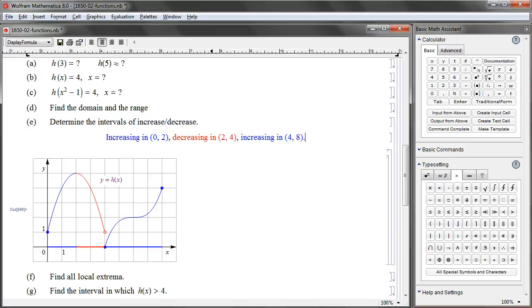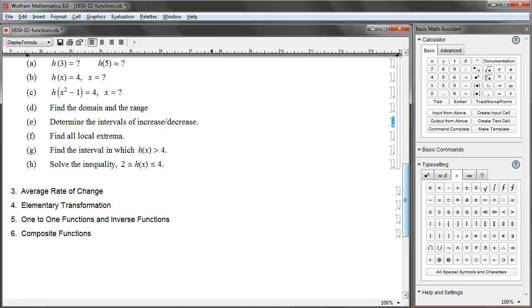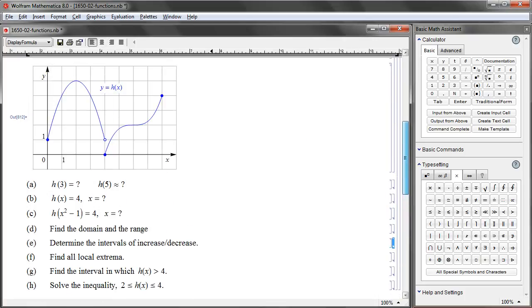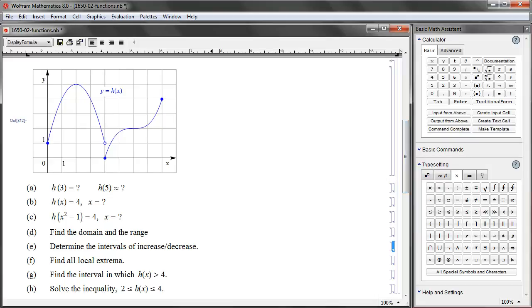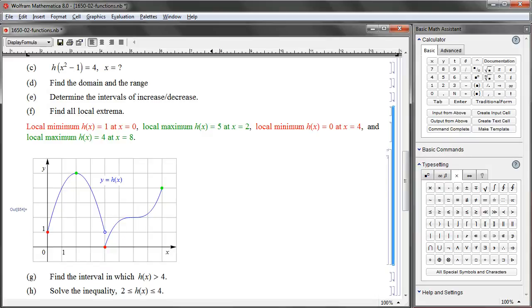You never write y-coordinate in this kind of problem. Intervals of increase and decrease are all about intervals on the x-axis. So this blue interval, red interval, and blue interval in the end, those are the intervals of increase, decrease, and increase. Local extrema, okay, another trivially simple problem.